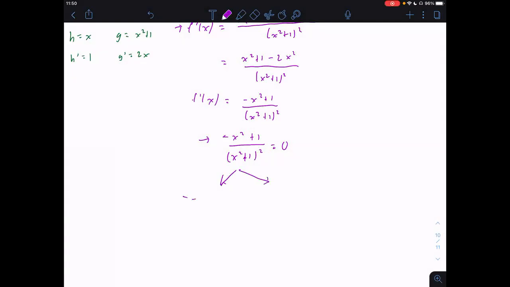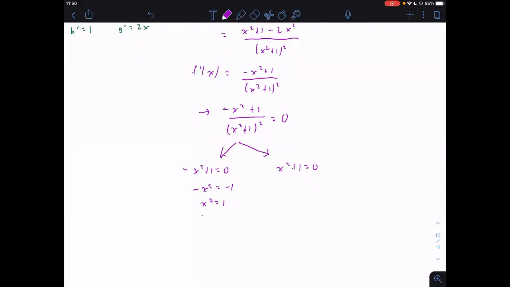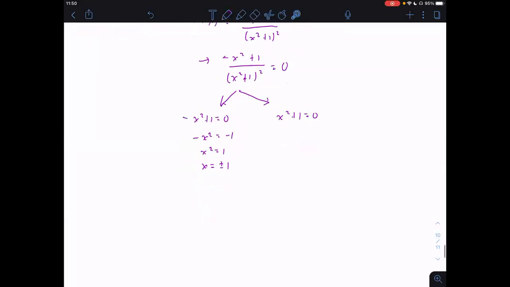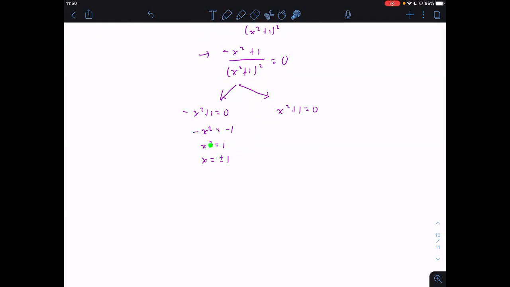The first equation is negative x squared plus 1 equals 0. And for the denominator, let's just focus on the inside here, because whatever makes the inside 0, that number squared will still be 0. So x squared plus 1 equals 0. All right, so solving for x here, we have negative x squared equal negative 1, divide by negative 1 gives us x squared equal positive 1, and a square root on both sides gives us x equals plus or minus 1. Don't forget, when we take an even root here, we got to think of the positive and negative values.